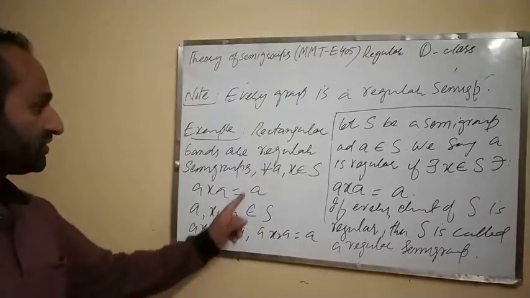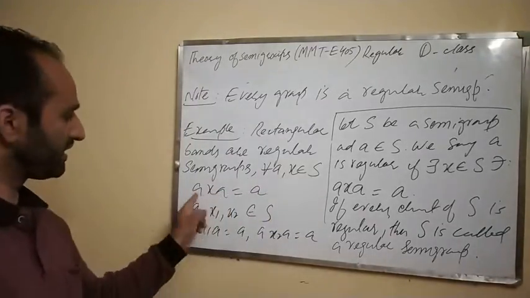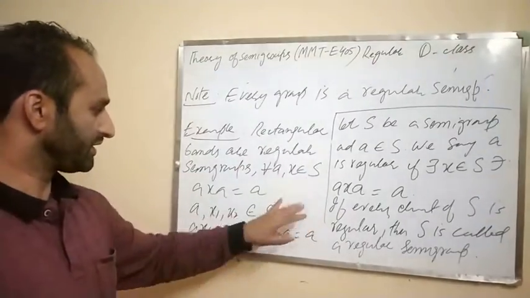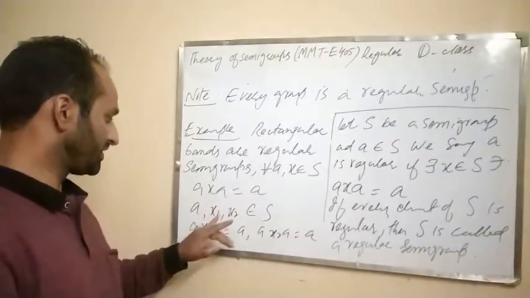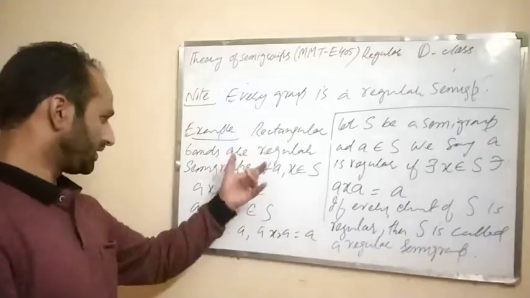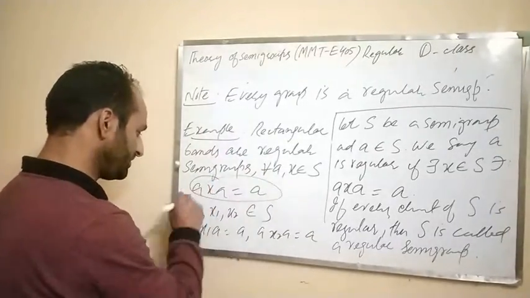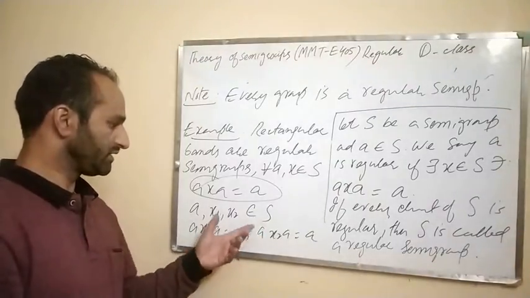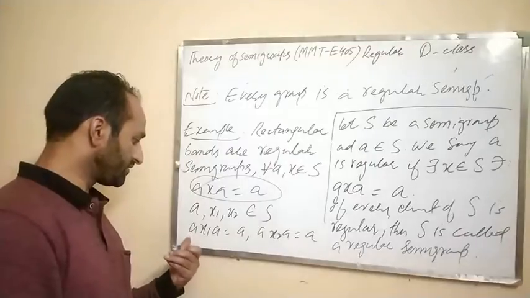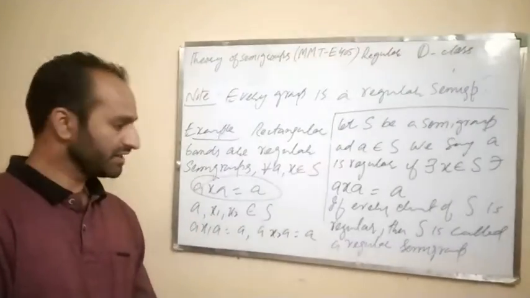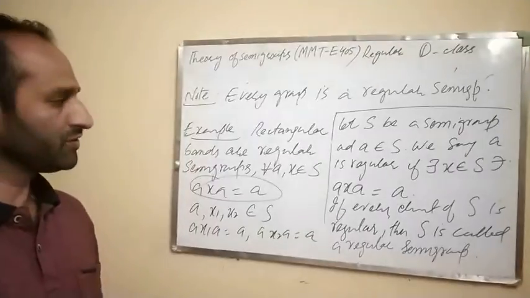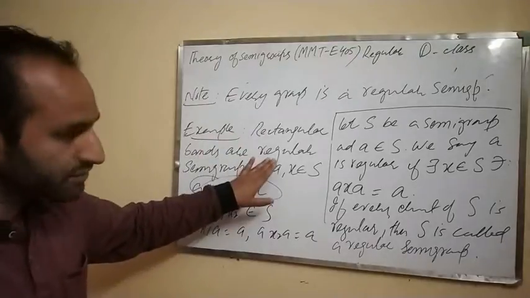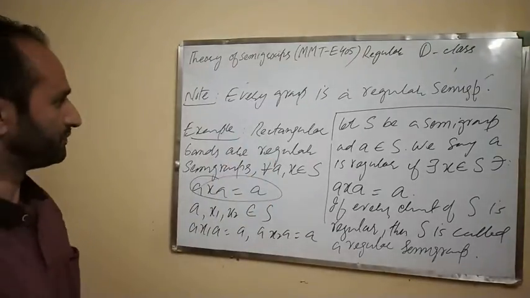It cannot be a group because it is true for each a and each x in S that a x a is equal to a. Let me fix a and choose two elements from S. Suppose this rectangular band contains three elements a, x1, x2. Then by this identity, a x1 a equals a and a x2 a equals a. So if S were a group, then x1 is an inverse of a and x2 is also an inverse of a, which is not the case, because in a group every element possesses a unique inverse. Therefore, it's not a group. It's an example of a regular semigroup which is not a group.